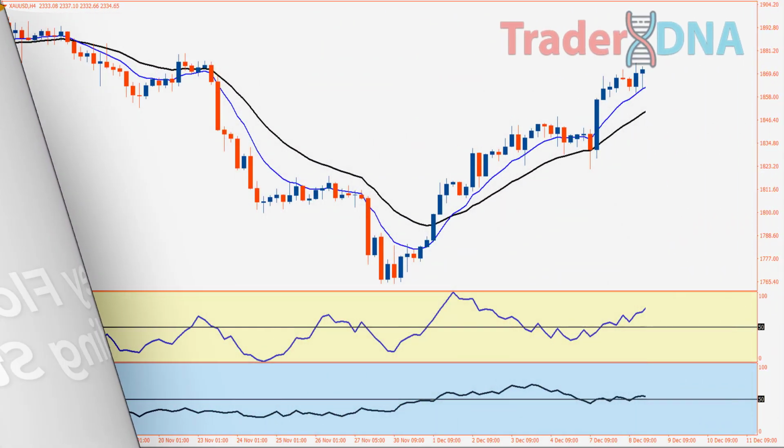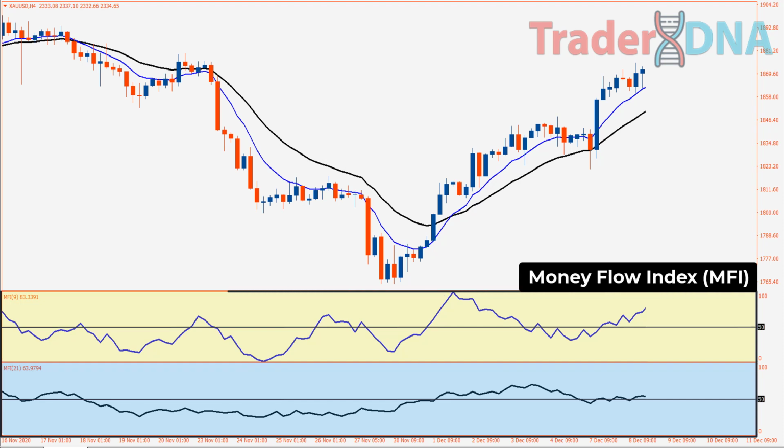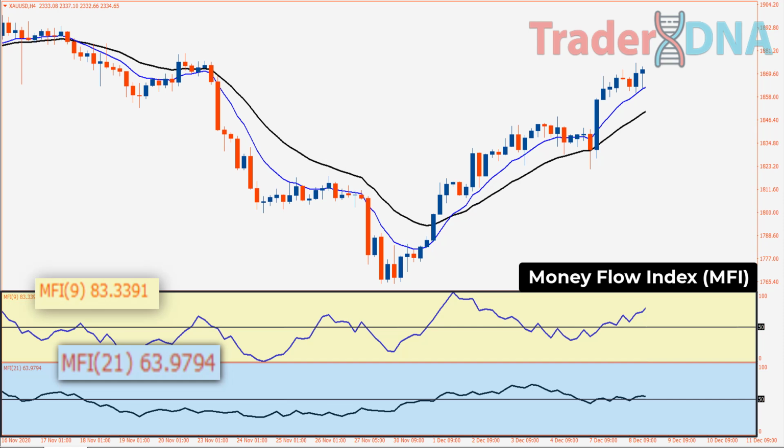If you want to master the money flow index trading strategy, this is one of the most effective and easy to implement MFI strategies across all markets and timeframes. Although the default period for the MFI indicator is 14 periods, this strategy uses 21-period MFI and 9-period MFI instead.